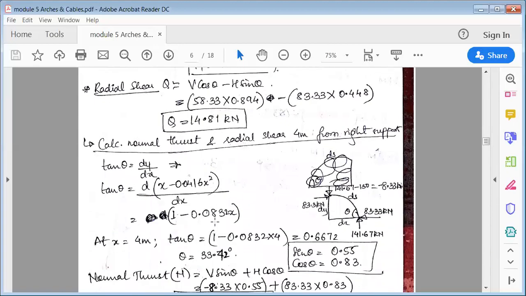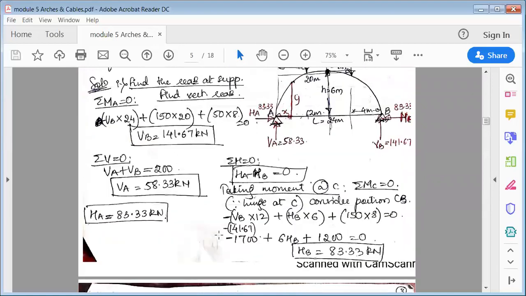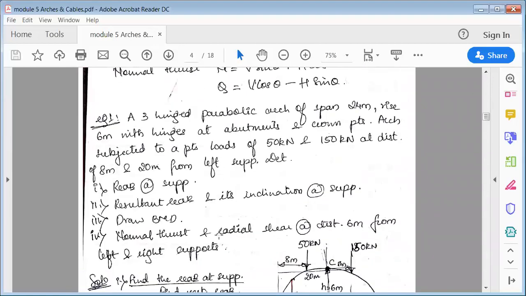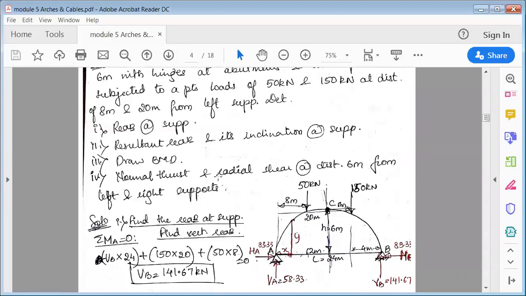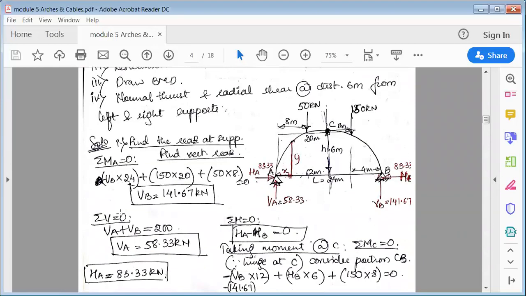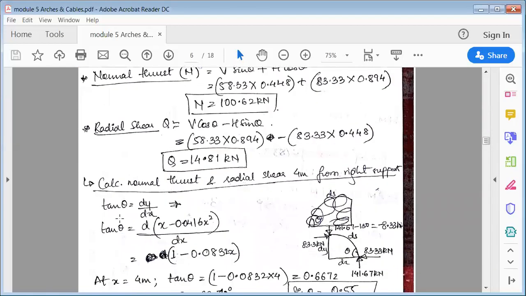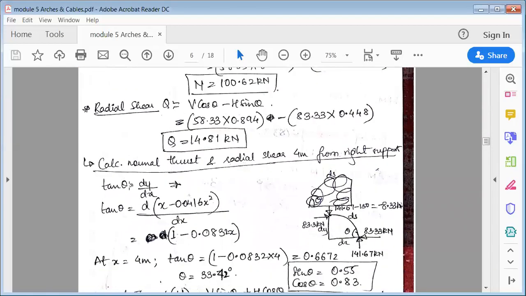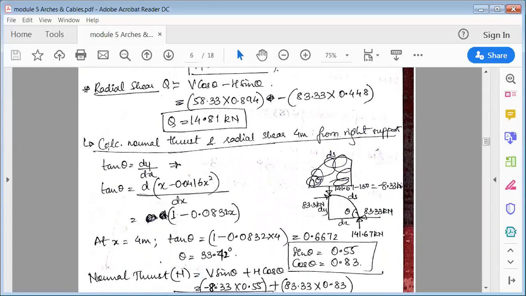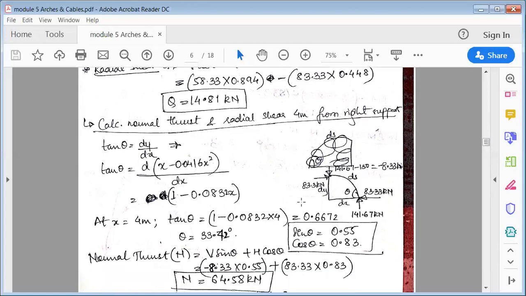Now, in addition to this, they've asked you to find normal thrust and radial shear at a distance of 6 meter from the left support, and 4 meter from the right support. Usually in exam they'll ask you only from one support, but however you should know this. So calculate the normal thrust and radial shear at 4 meter from the right support. Again, same procedure, everything would be same.